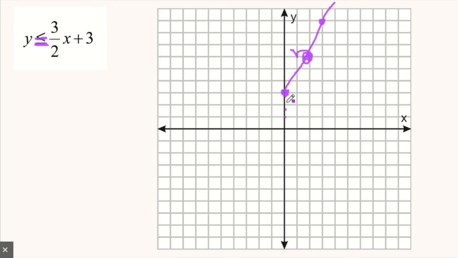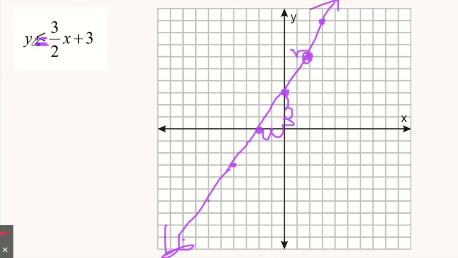We can just graph this side too. 1, 2, 3. 1, 2. That's our other point. 1, 2, 3. 1, 2. Another point. All right. I'm just going to go all the way to the end. All right. Let's say this is our line. We graph the linear equation.